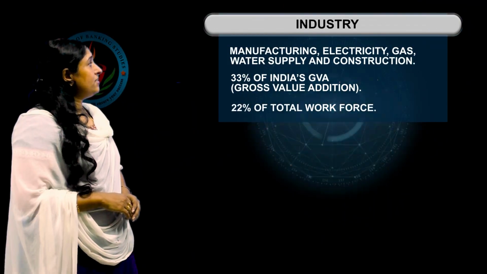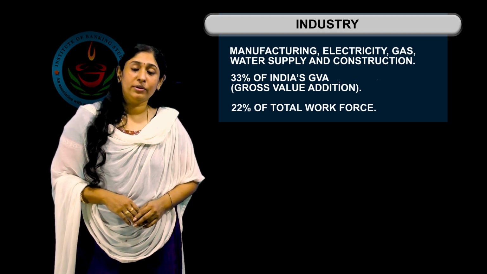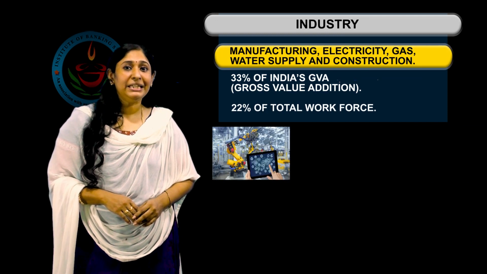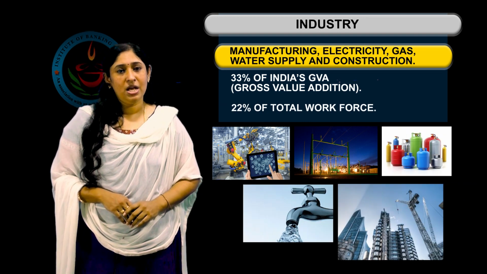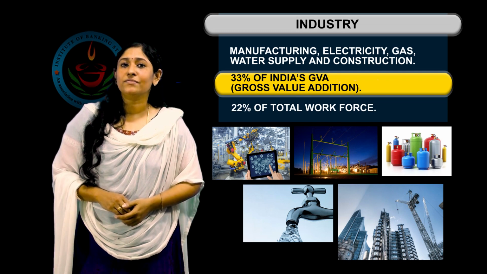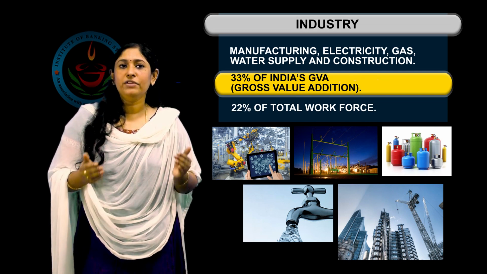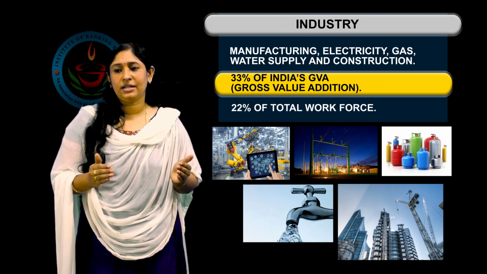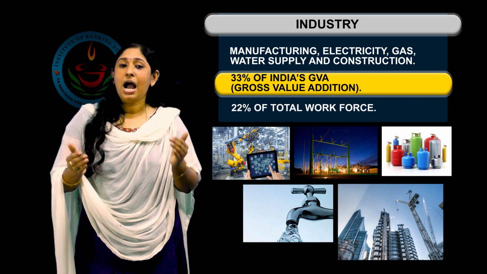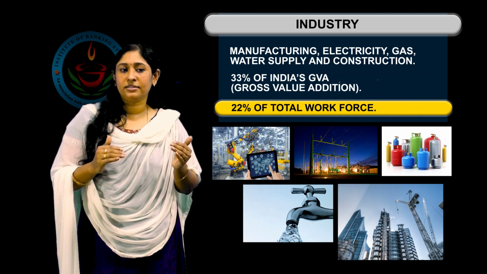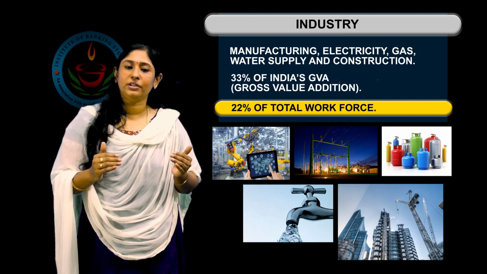The next is the industrial sector. This is the secondary sector of the economy. The different components of this sector are manufacturing, electricity, gas, water supply and construction. India's GVA, that is gross value addition, is another type of accounting or finding the output. We can see that the industrial sector has around 33% in the GDP, and the workforce in this sector is 22%. This is also one of the growing sectors of the economy.